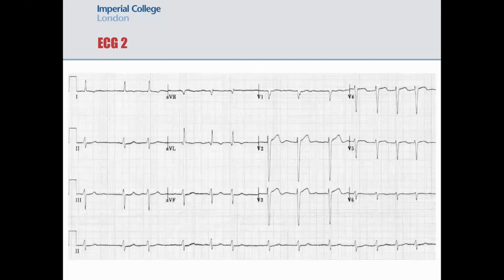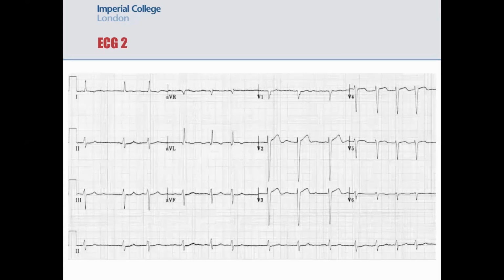And someone said left axis deviation. Yeah, so I would agree because lead 1 is pointing upwards, and in AVF you've got more deflection downwards. So yeah, I agree. That would be a left axis deviation.